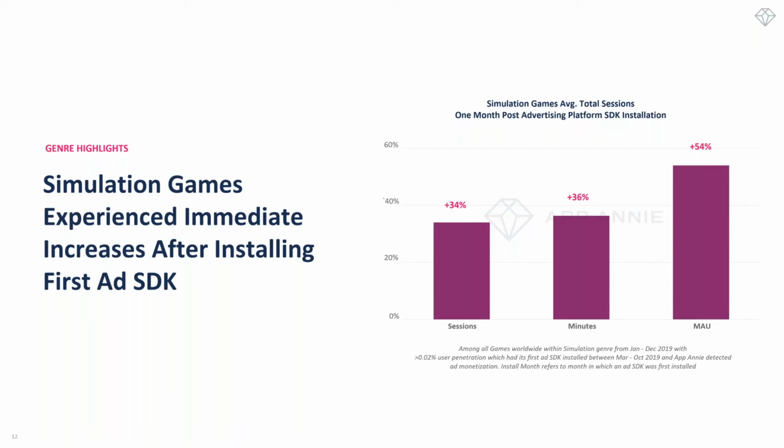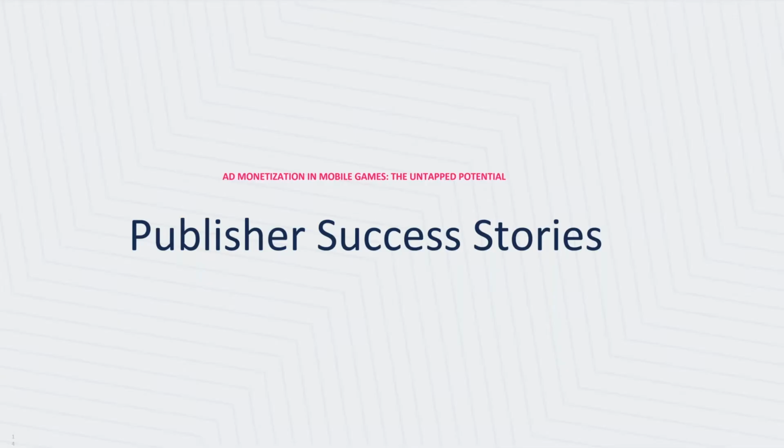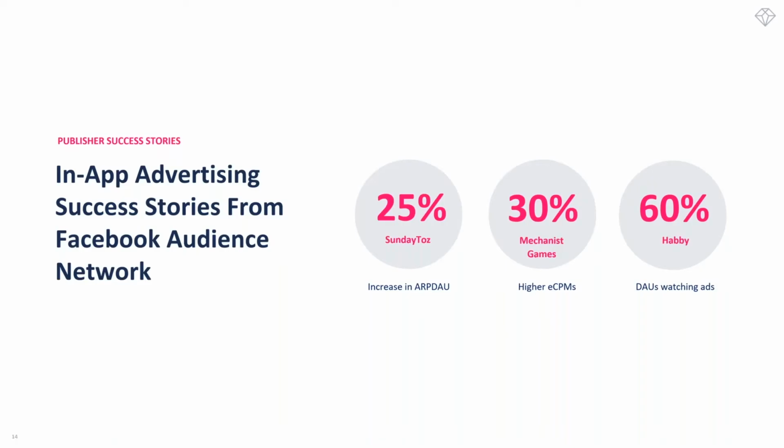And so that's what we're seeing at a high level for just a handful of categories, but also wanted to talk about some specific examples to help give you a good sense of how people are implementing these types of things. Okay, perfect. So we're going to start off with some of these publisher success stories. For the first three here, we're going to look at SundayToz, Mechanist Games, and Habby. So just looking at these three examples, we're going to dive a little bit deeper into each one.